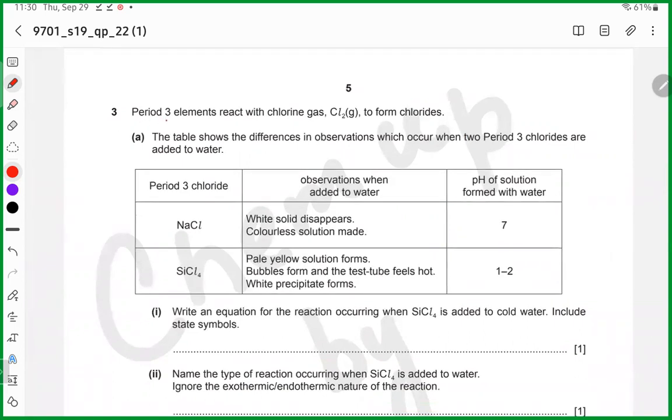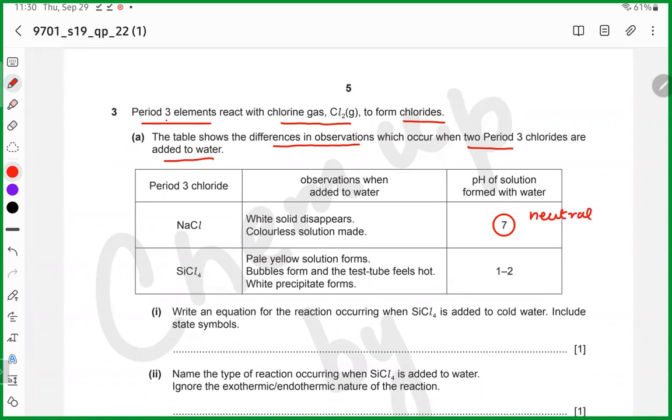Period 3 elements react with chlorine gas, Cl2, to form chlorides. The table shows the difference in observations which occur when two period 3 chlorides are added to water. So when we add sodium chloride, what will happen? The white solid disappears and a colorless solution is formed, and that colorless solution has a pH of 7, which indicates that it is a neutral solution.